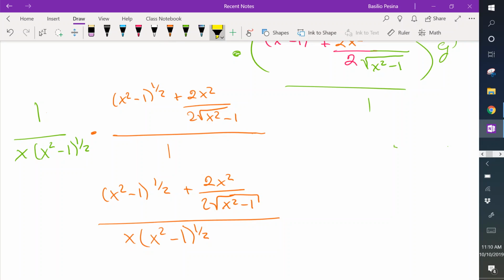I do see that I can simplify this 2 and this 2. That would simplify to 1, so this should just be this right here. And that should be your solution. This should be our derivative without simplifying a little bit more. I do believe you can simplify some more, but I would leave it as that.